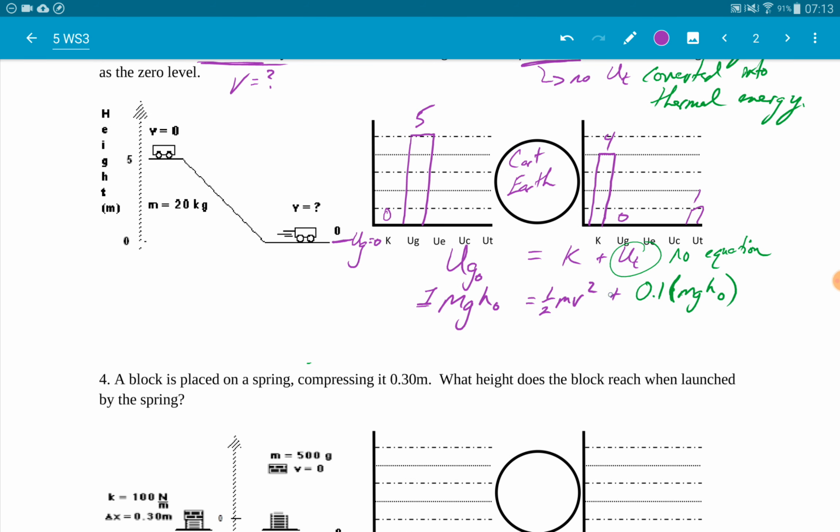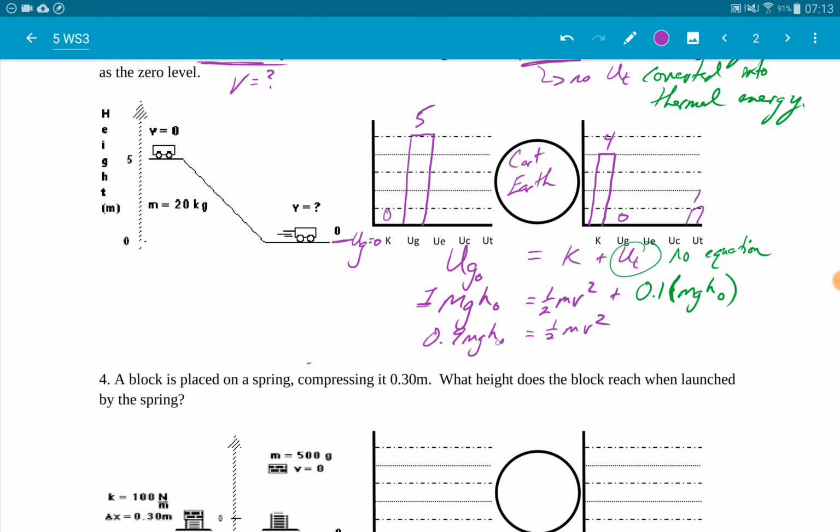That's right, you're just subtracting, because I'm adding there, and the inverse operation of addition is subtraction. So I subtract that over, and 1 minus 0.1, because it's the same term there, gives us 0.9 mgh naught. Now that's equal to 1/2 mv squared.